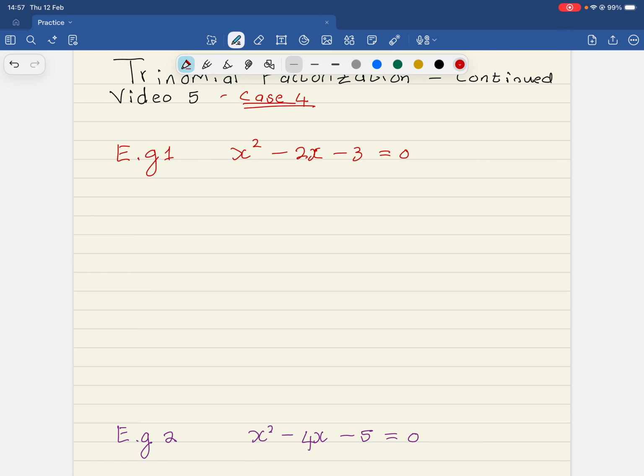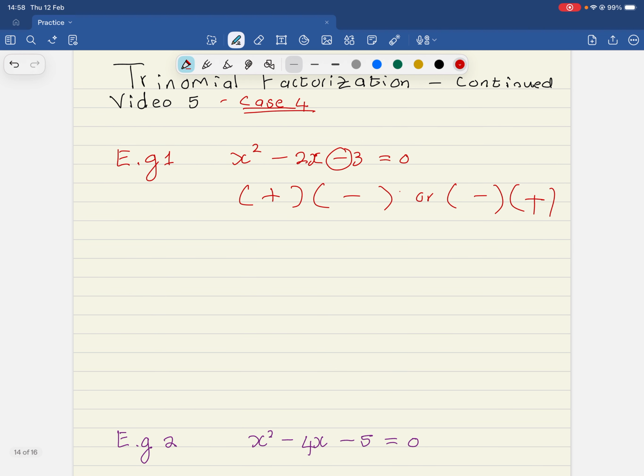So, first step first, we see that there's a difference of signs, right? So you can write that first. So one's a plus, one's a minus. The order doesn't matter. You could have also written it like that. The order doesn't matter. Okay.